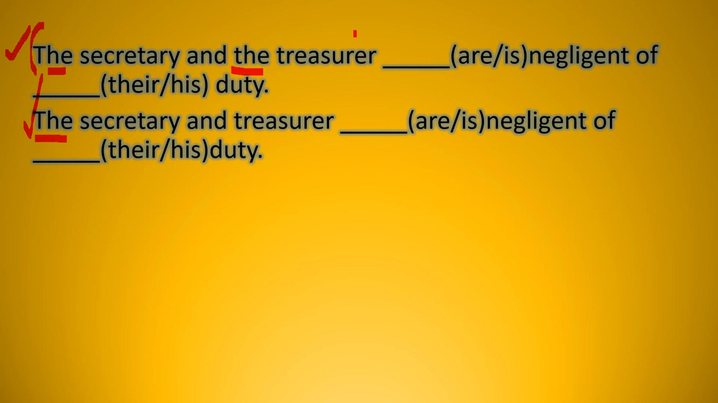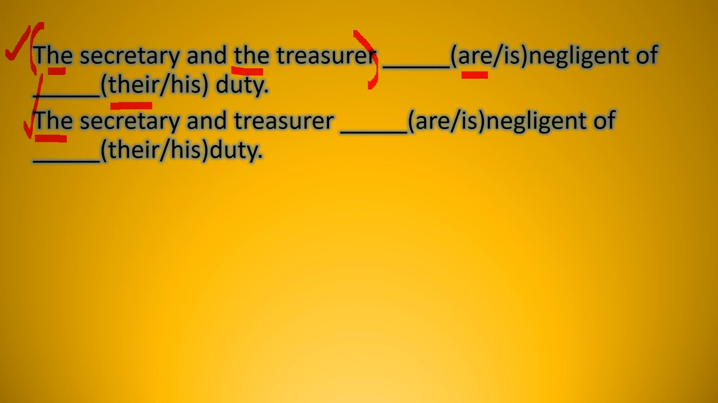So when the article is used separately, that is a plural noun. The secretary and the treasurer refer to separate individuals, so that is a plural noun. With a plural noun we use a plural verb. We know that is the general rule. This is a plural noun, so we should use the plural pronoun their. The secretary and the treasurer are negligent of their duty.